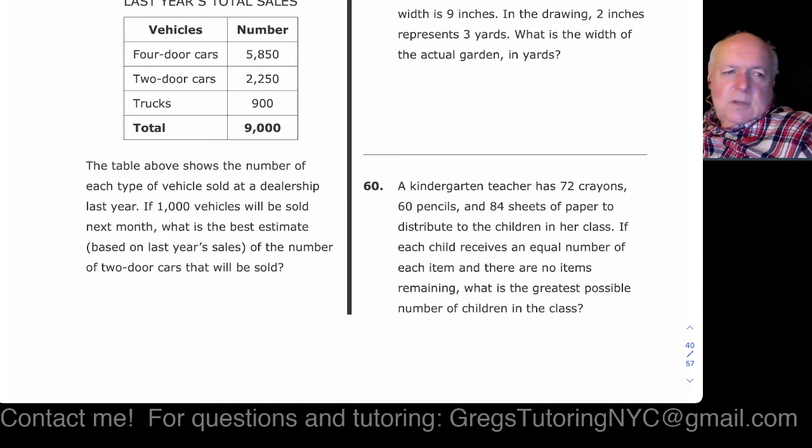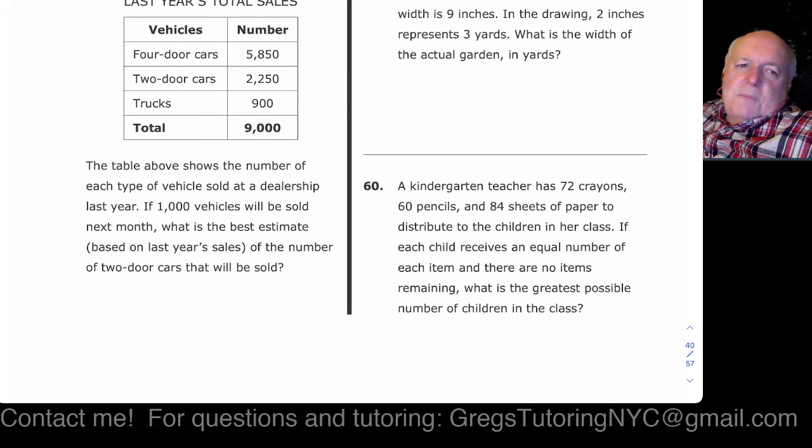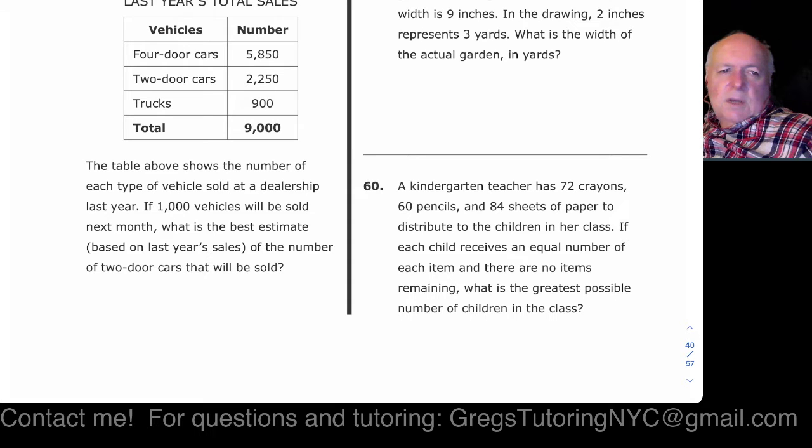So let's do that. This is a table about last year's sales totals, and it's about vehicles and the number of vehicles sold. For instance, there were 900 trucks sold, and the total is 9,000. Hopefully the 5850, the 2250, and the 900 add up to the 9,000. There's really nothing else going on here. I can guess what the question might be, but I don't want to go there. The goal of looking at the table wasn't to second guess the question. It was to understand what data they're providing to me.